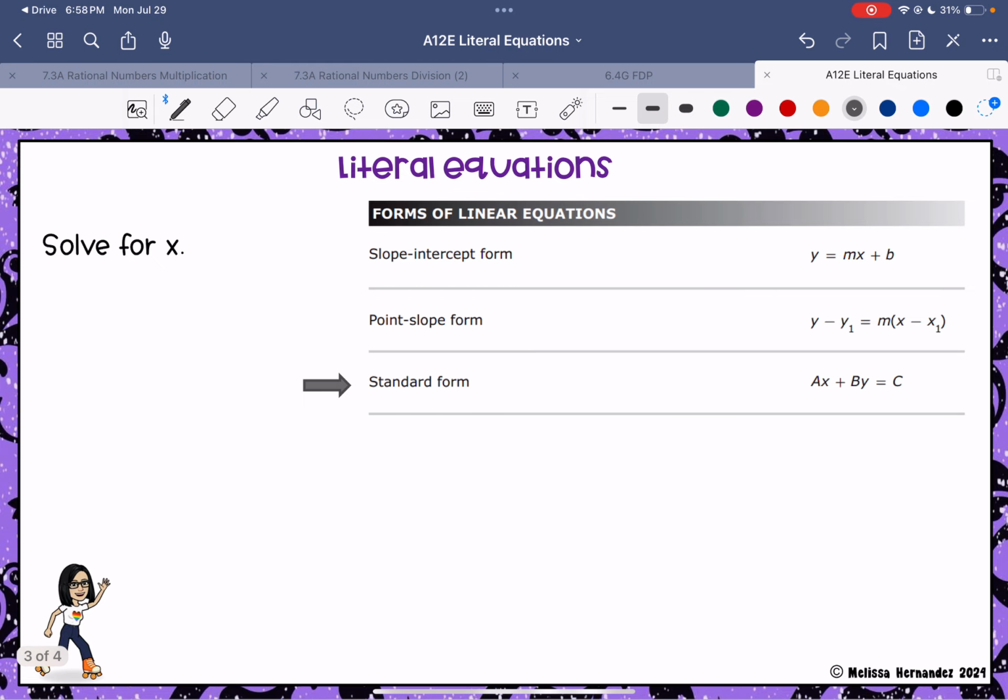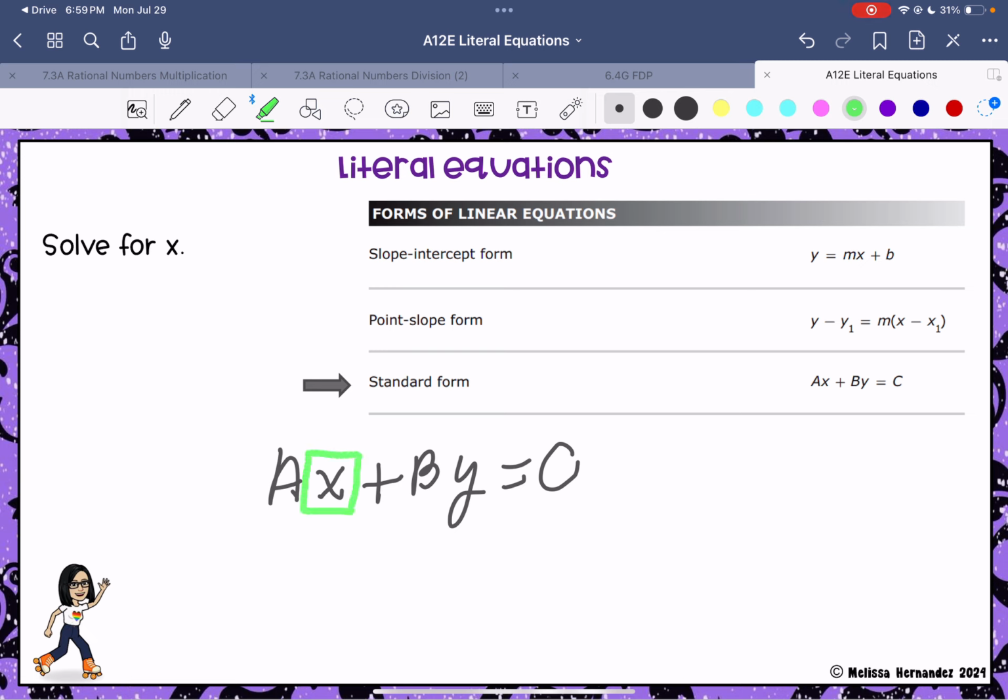All right, so let's go to our next one. This is standard form. Same thing, I'm going to solve for x. It's ax plus by equals c. So I'm going to box in whatever I'm trying to solve for.